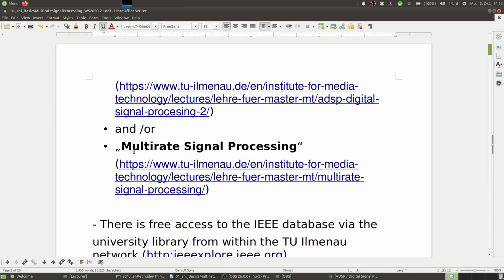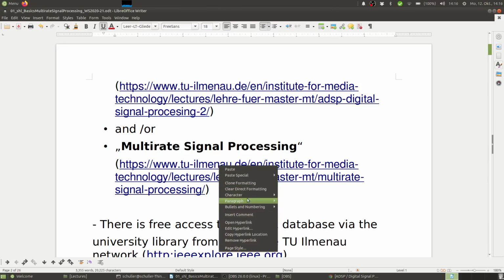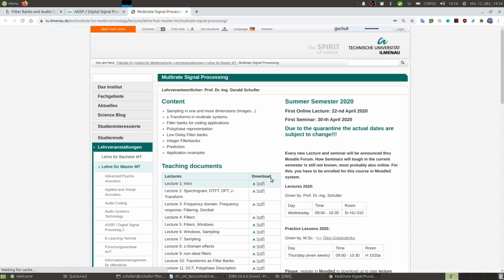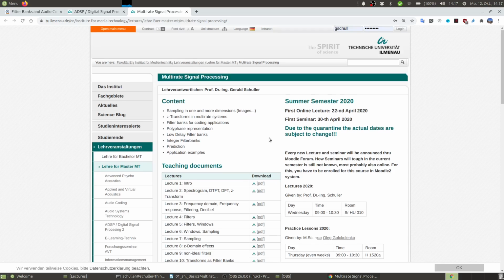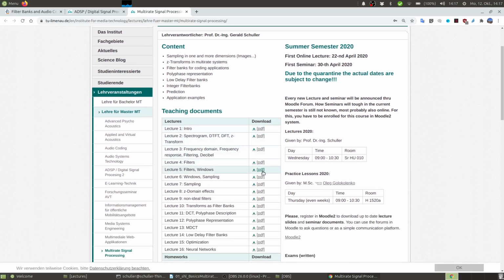Another prerequisite is multi-rate signal processing. So here you can also see a link. So this is usually mid-level master students. And again, here you can see all the slides in case you want to refresh your knowledge. So both are lectures given by us. ADSP is in the winter semester, so right now, and multi-rate signal processing is in the summer semester.